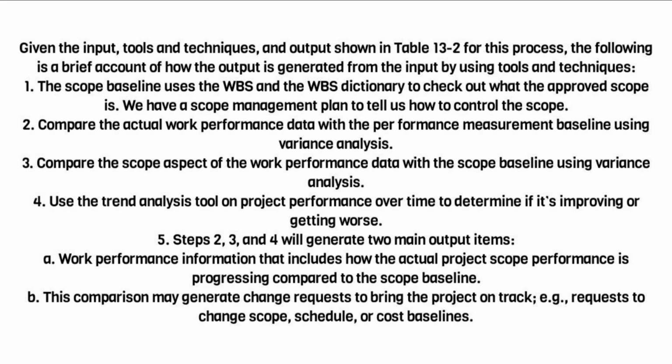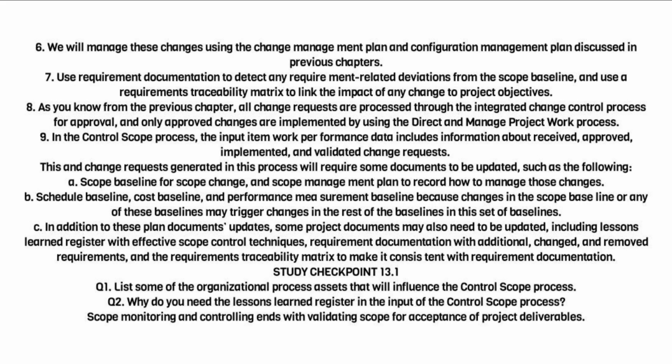cost baselines. 6. We will manage these changes using the change management plan and configuration management plan discussed in previous chapters. 7. Use requirement documentation to detect any requirement-related deviations from the scope baseline, and use a requirements traceability matrix to link the impact of any change to project objectives. 8. As you know from the previous chapter, all change requests are processed through the integrated change control process for approval, and only approved changes are implemented by using the direct and manage project work process.